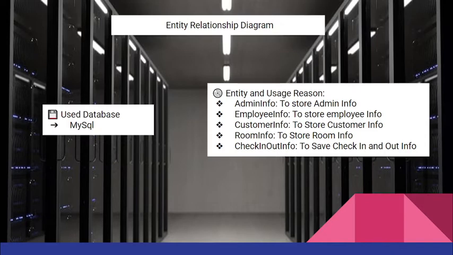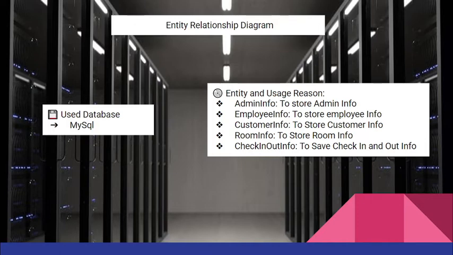So after the project proposal, I have also done the entity relationship diagram. In the entity relationship diagram, my project's database was a MySQL database. In this database, there are 5 entities or tables used, which are admin info, employee info, customer info, room info, and also check-in out info.